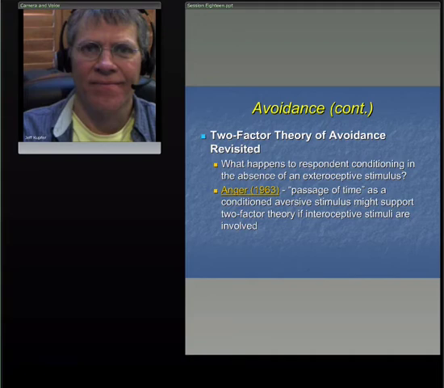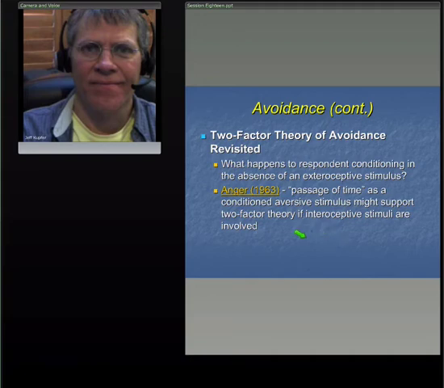But what happens in Sidman avoidance? There is no light. In other words, what is the exteroceptive or external stimulus, if not a light or a buzzer, that's controlling the behavior of the rat? Well, the only way we could kind of maintain two-factor theory of avoidance is to assume that the passage of time becomes a conditioned aversive stimulus. That is, as time passes without getting an electric shock, the passage of time without a shock becomes an aversive event.